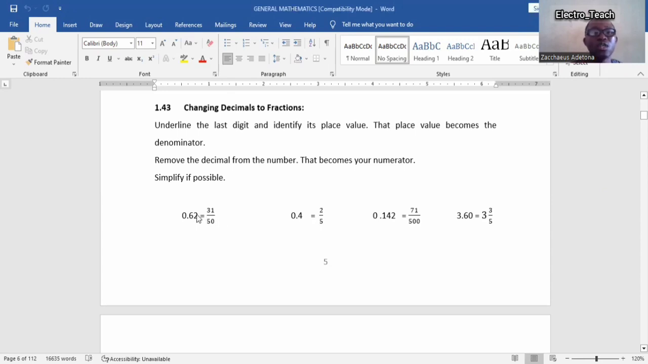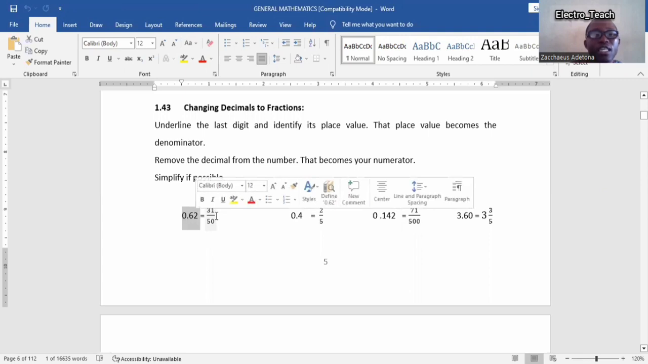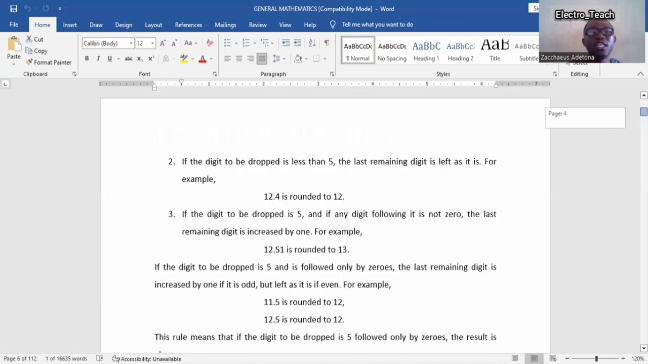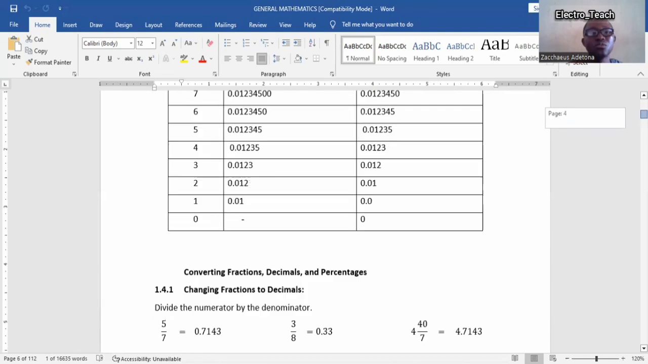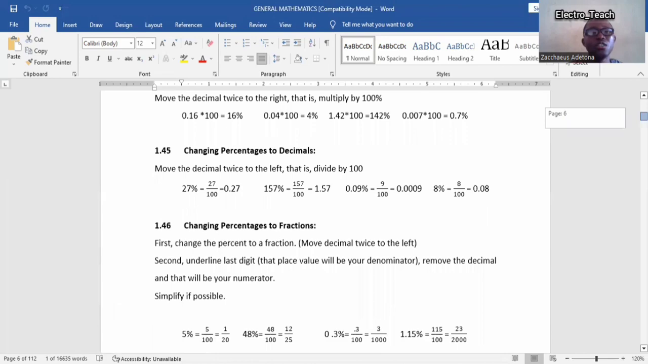For instance, let's look at this 0.62 here. That's the first example here, 0.62. How do we arrive at 31.5? Now let's check it out. Let's see how we get 31.5 there. Okay.